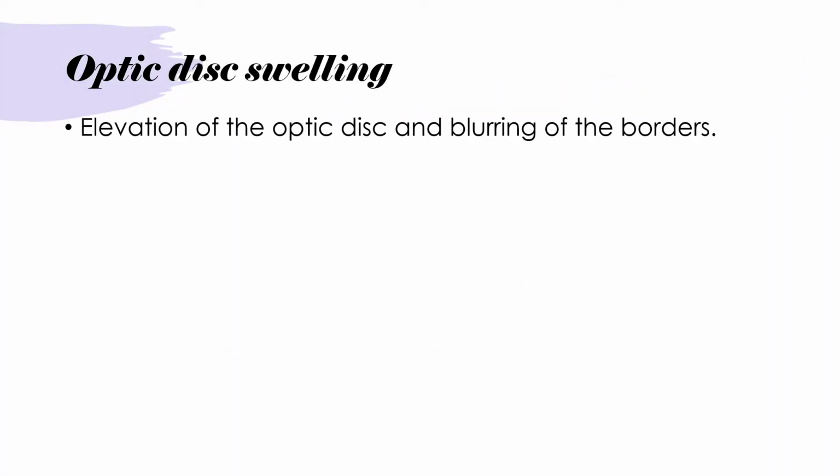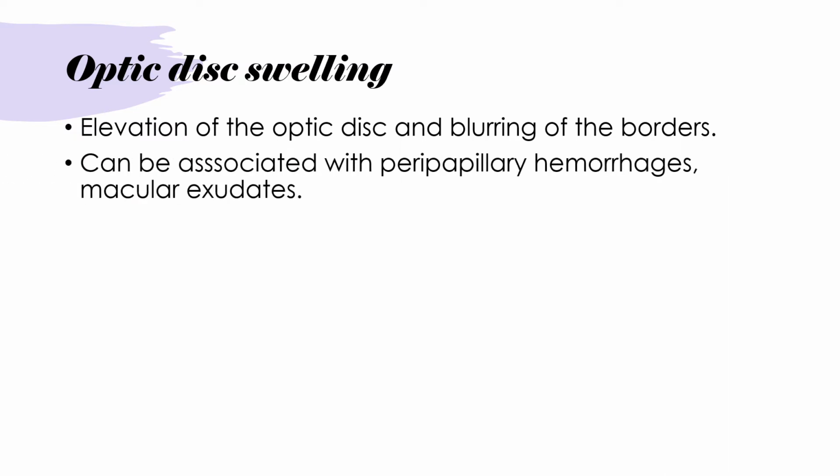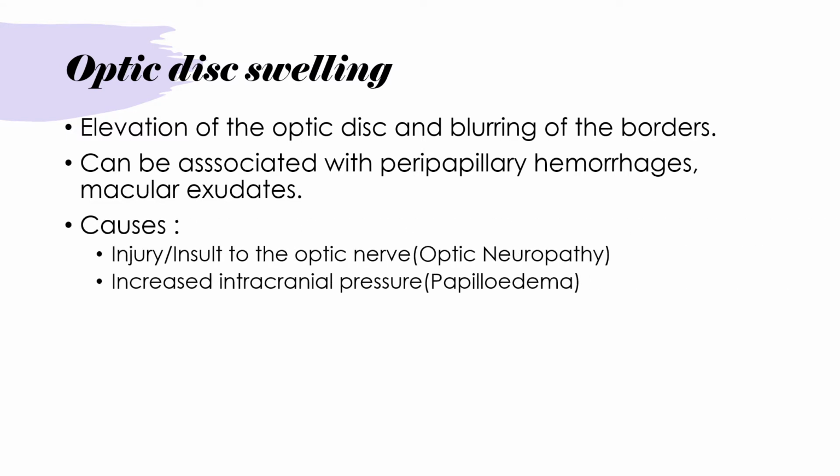Optic disc swelling is the elevation of the optic disc and the blurring of the borders. It can be associated with other findings such as peripapillary hemorrhages, macular exudates, tortuosity of the vessels, and so on. It can be caused by either direct injury or insult to the optic nerve, which is optic neuropathy, or increase in intracranial pressure, which is papilloedema. These two are called true disc swelling.